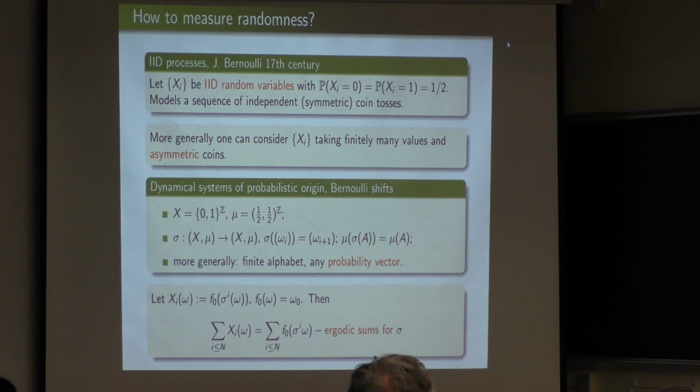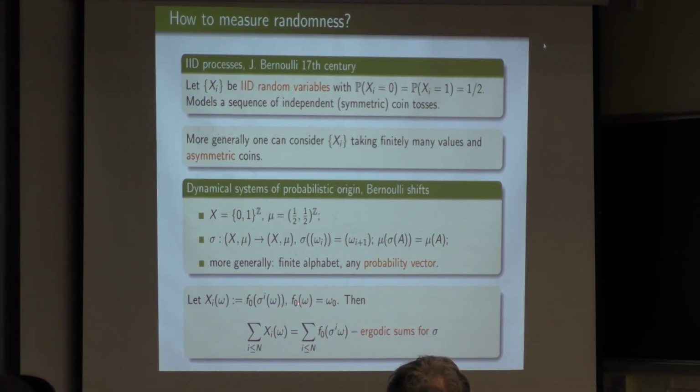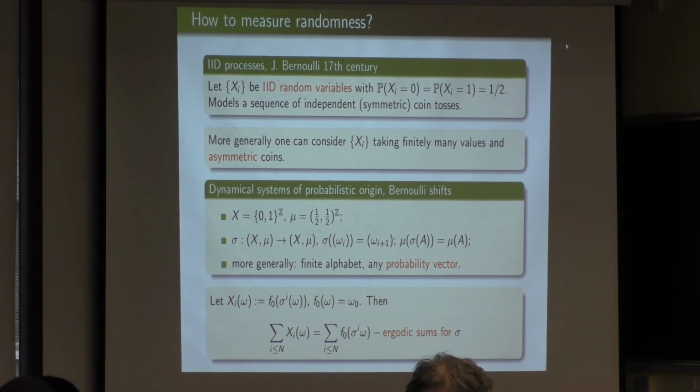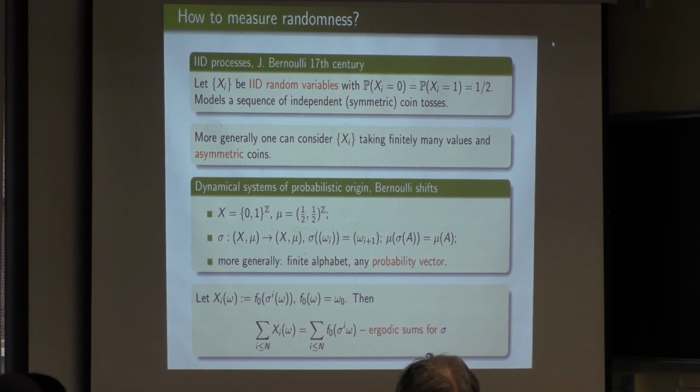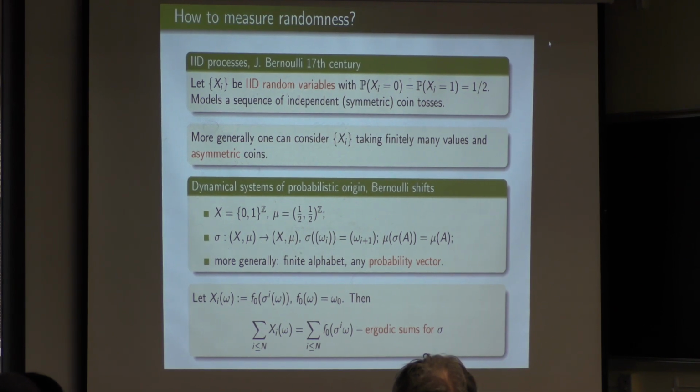And what is the relation? How can you study the coin tosses using this dynamical system? You take random variables defined on this space by the formula: your function f0 is just the zeroth coordinate of omega. So any vector omega is just an infinite sequence of 0s and 1s, and f0 of omega is omega 0, and then the random variables xi are just the shifted omega.